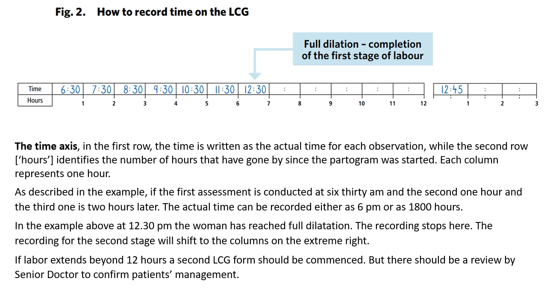This slide is showing the first row of section 1, which is the time. The actual time is written in the top row, while the second row identifies the number of hours that have gone by since the partogram was started. Each column represents 1 hour.